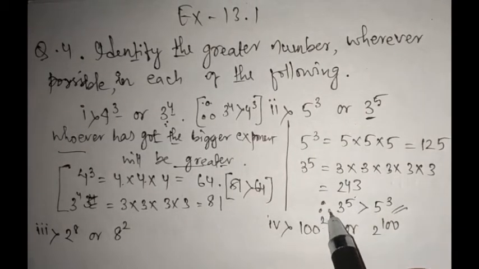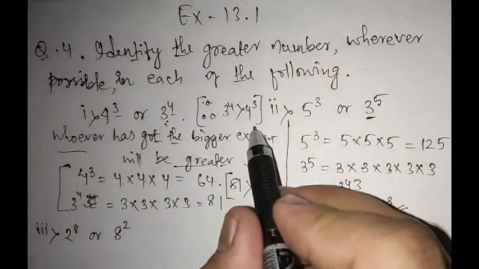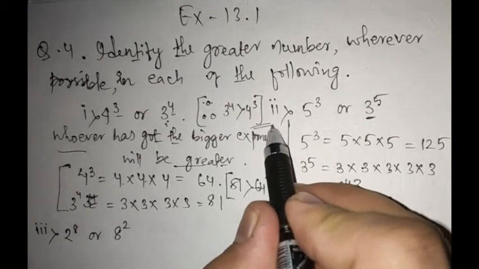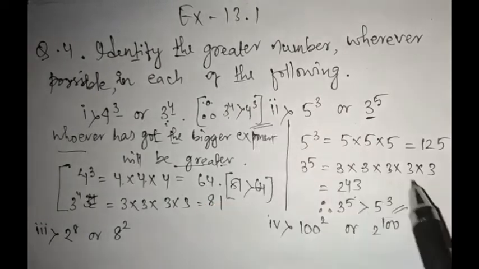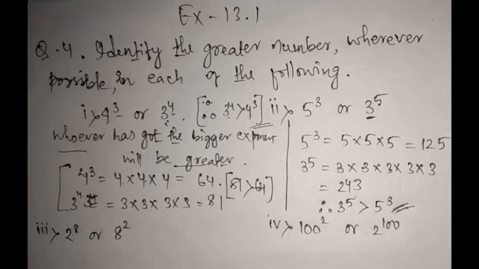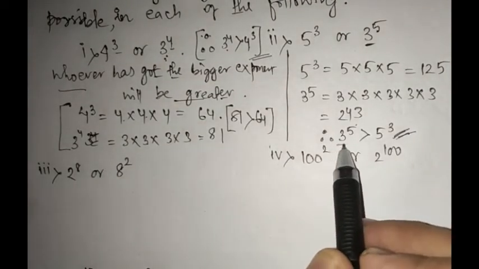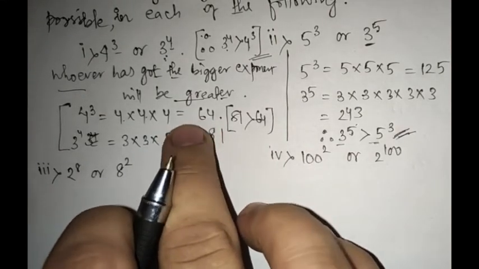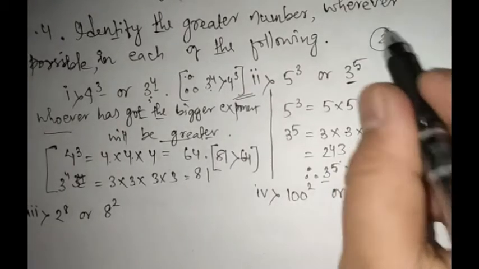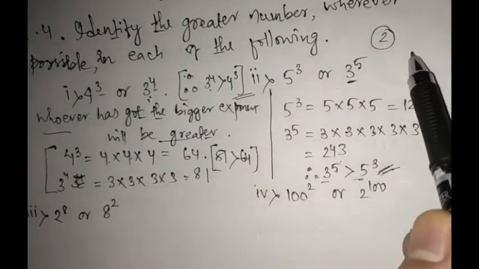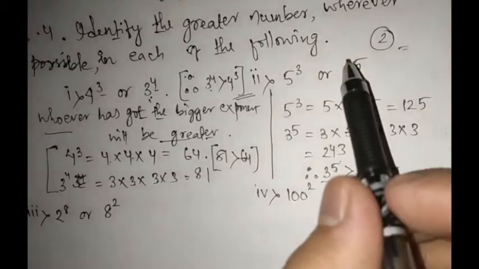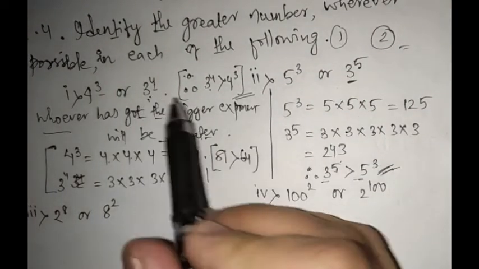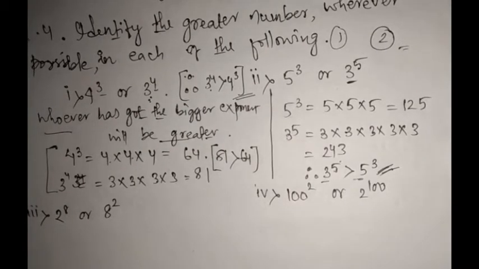Alright, student, I hope you have understood this. I hope you are understanding whatever I am doing. So over here the answer is 3 to the power 4 is greater than 4 cube, and over here 3 to the power 5 is greater than 5 cube. Alright, so base will not matter. The thing that matters is your power or exponent. If you have a 2 marks question, then you will use this concept. But if you have a 1 mark question, MCQ, use the trick: bigger exponent, the number will be bigger.